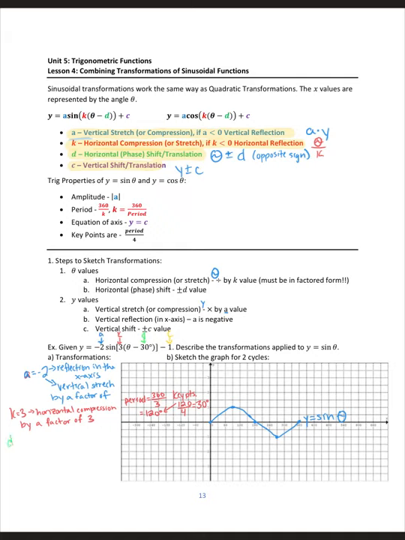Our d value, which represents our phase shift, is a -30 degrees. So that means we're going to have a horizontal shift, or phase shift is what it's called. And that's going to be in the direction right, 30 degrees. And then finally, our last one is our c value, which is a -1. That represents a vertical shift up or down. So because it's a -1, that means we're going to go down.